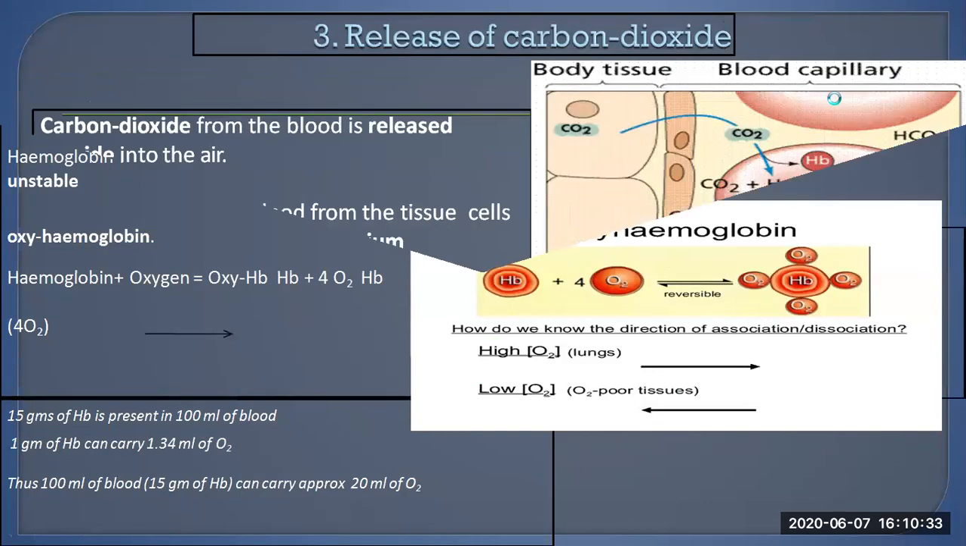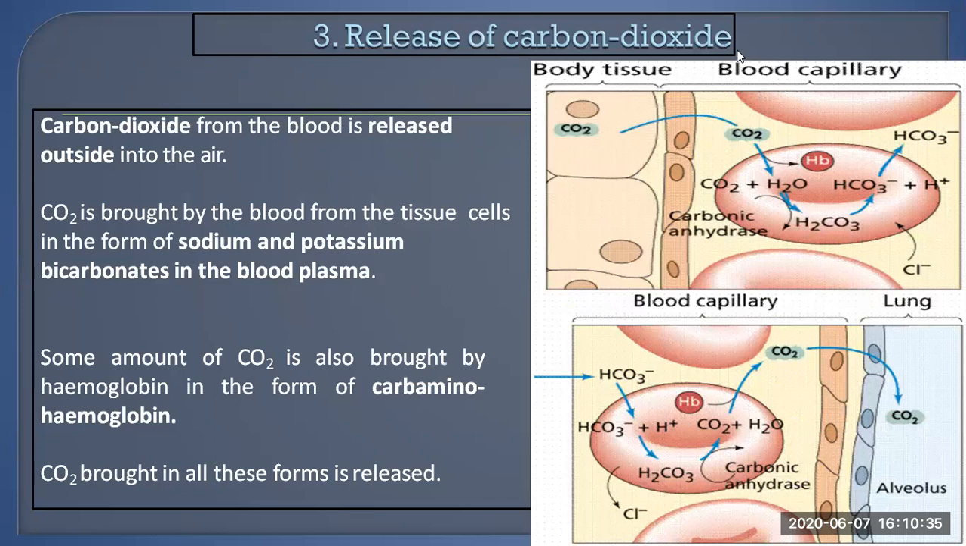Now next we can see the release of CO2. This is the third step. How? Because we know very well there is a gaseous difference, meaning a partial pressure gradient, or simply a gaseous gradient, and due to this the gaseous exchange takes place. So first of all, carbon dioxide from the blood is released outside into the air.